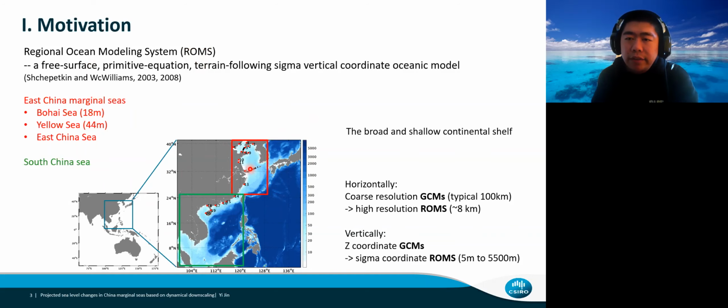And the broad and shallow continental shelf in the Marginal Sea cannot be fully described in the GCM. So ROMS here can overcome the shortcomings of the GCM by applying higher resolution. And the sigma coordinate used in ROMS is more suitable for coastal region simulation.